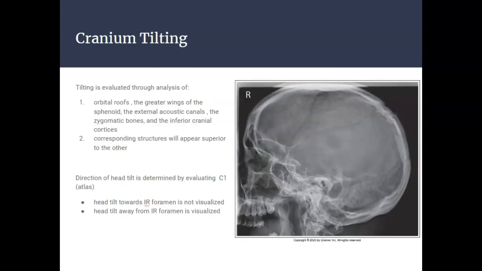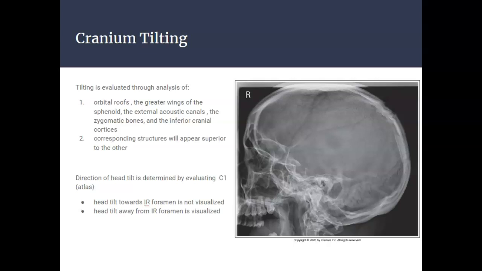So let's take a look at cranium tilting. Cranium tilting is identifiable on an image that you have taken. Remember that we want the mid-sagittal plane parallel with the IR. So when the interpupillary line is not placed perpendicular to the IR, we have tilting. And so how do we determine this? Tilting can be distinguished from rotation on lateral projections by evaluating the superimposition of the orbital roofs, the greater wings of the sphenoid, the external acoustic canals, the zygomatic bones, and the inferior cranial cortices. When the head is tilted, these structures will be demonstrated one superior to the other.